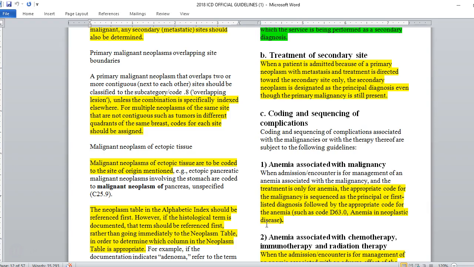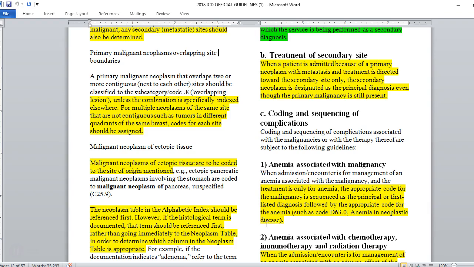Example, ectopic pancreatic malignant neoplasms involving the stomach are coded to malignant neoplasms of the pancreas, unspecified. So what has happened in this ectopic tissue circumstance is that we have cancerous tissue from one organ, in this case the pancreas, making its way into the stomach and creating a tumor there. Okay, so these are kind of rare. Same thing with the overlapping, but I want you to know these guidelines because these are the types of things that show up on credentialing exams.